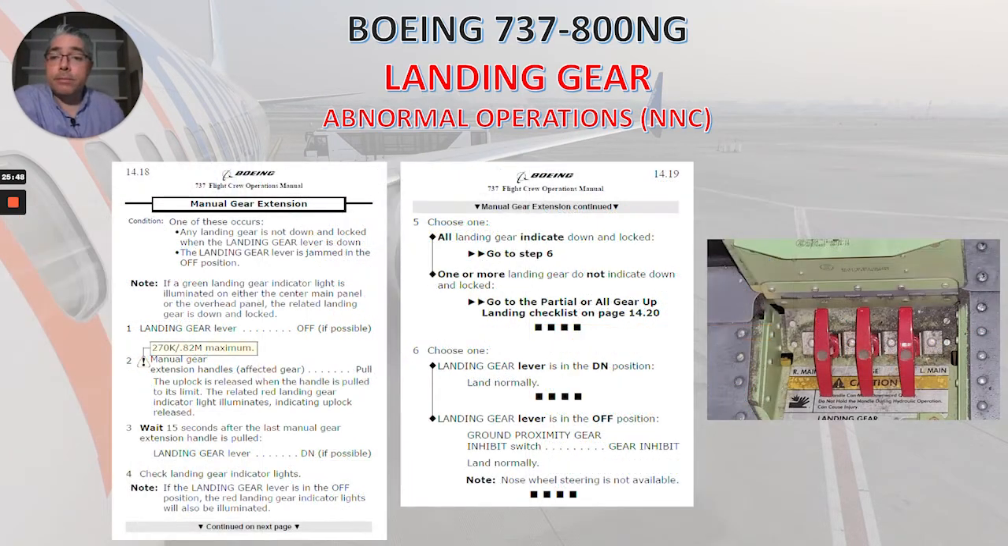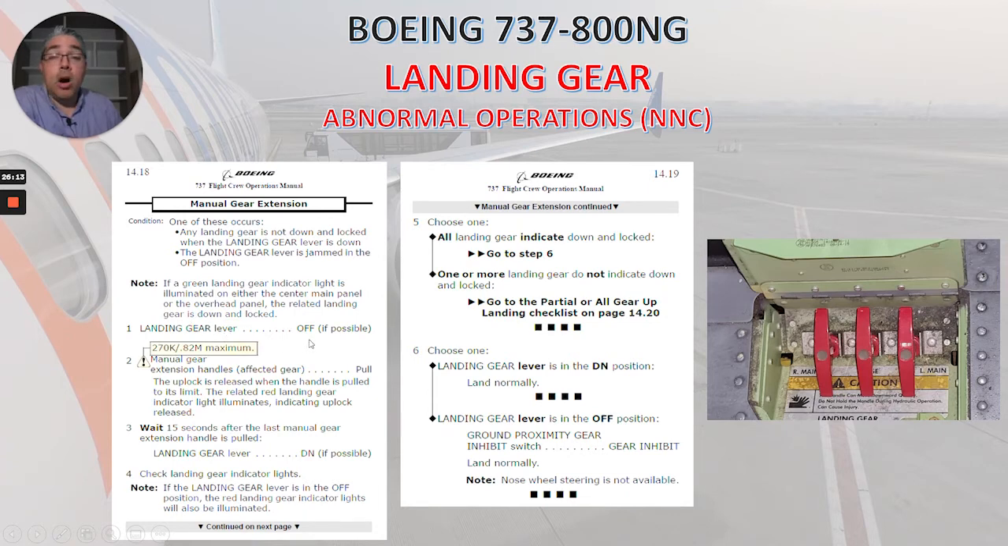Okay, next one, manual gear extension. Condition, one of these occurs. Any landing gear is not down and locked when the landing gear lever is down, or the landing gear lever is jammed in the off position. Note, if a green landing gear indicator light is illuminated on either the center main panel or the overhead panel, the related landing gear is down and locked.